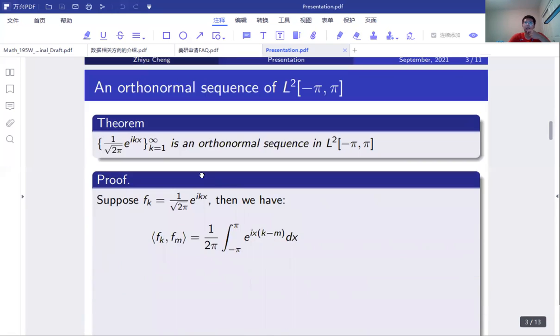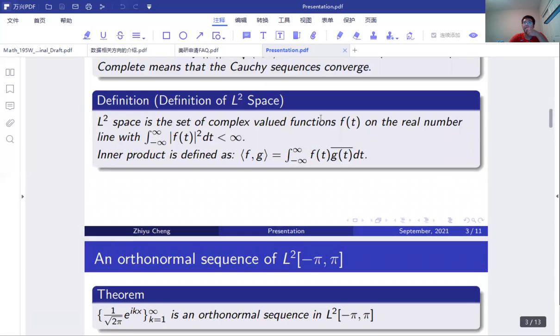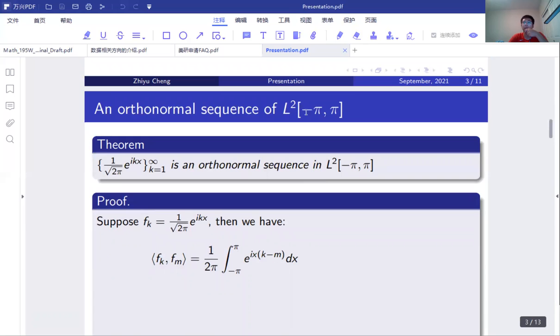Next, we want to provide an orthogonal sequence of the L2 space from minus pi to pi. First, what does L2 from minus pi to pi mean? This space is similar to L2 space. The difference is that it is not on the real number line, it's from minus pi to pi. And the same thing happens here. So we know what L2 from minus pi to pi is now. We want to prove this sequence is an orthogonal sequence in this space.